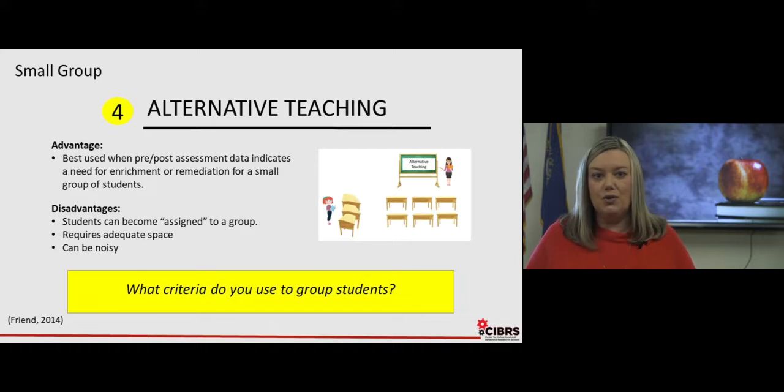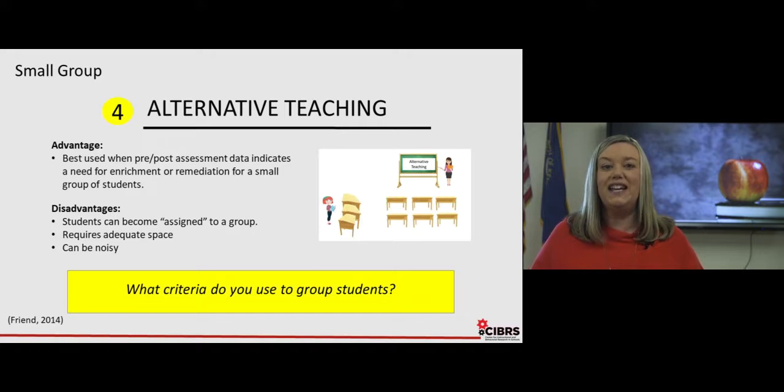This small group approach could be used for remediation or enrichment. It could provide an opportunity to pre-teach upcoming concepts or even review missed assignments. Alternative teaching is best used for more than just remediation, though, and it should be done while the larger group is checking homework, completing those bell ringers, or after a formative assessment. Students within the small group should not miss out on whole group core instruction.